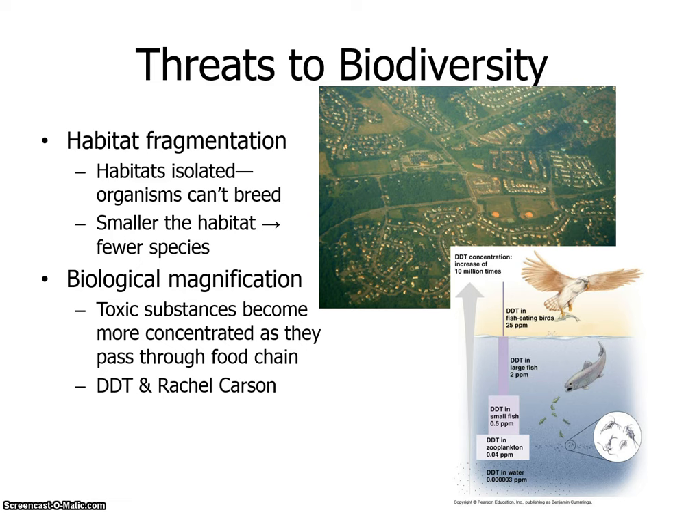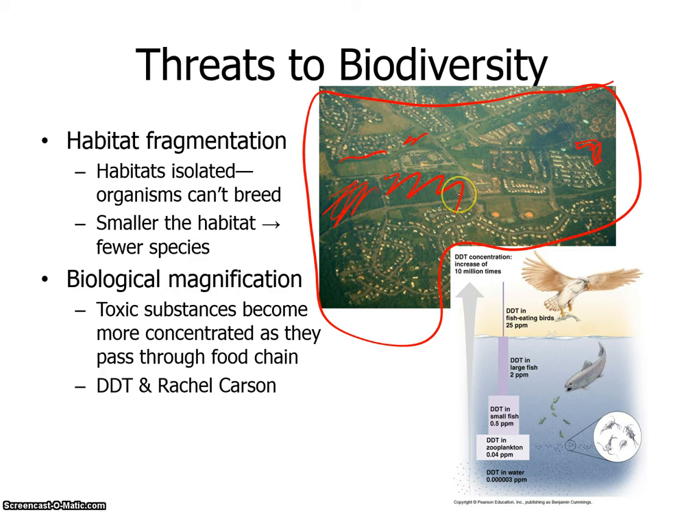Okay, so threats to biodiversity. Habitat fragmentation. This is when habitats are isolated. When they're isolated, it's difficult for organisms to breed because they can't get to each other. With a smaller habitat, you're going to have fewer species. If you take a look at this picture up here, your habitat is this forested area in here, and instead of it being one big forest, now we have a little part of forest there, a little bit here, a little bit over here, and it's going to be difficult for organisms.